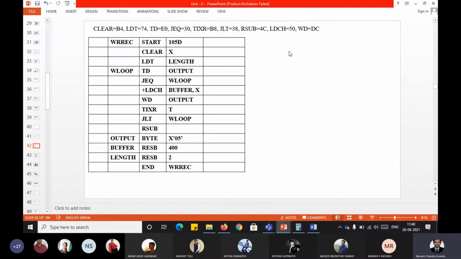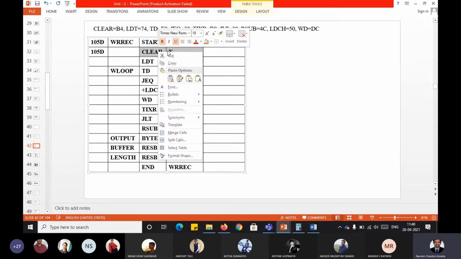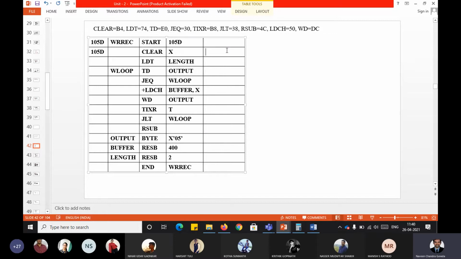Okay, address assignment. If you see the example properly, the starting address they have given is 105D. So that would be the starting address. Then, you can observe it is a CLEAR X. Based on whether you really understood the previous example, can you let me know which format this is? Format 1, 2, 3, or 4? CLEAR X.